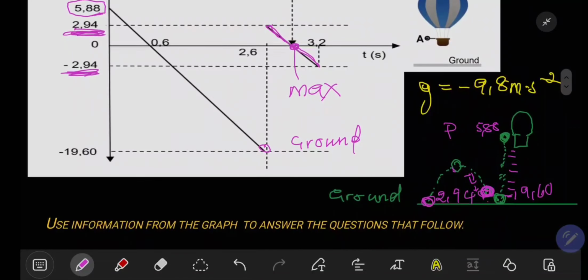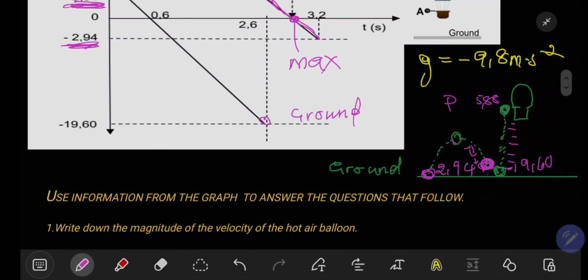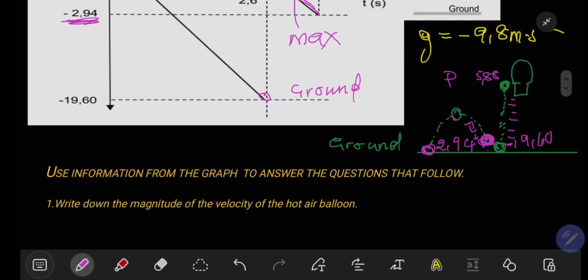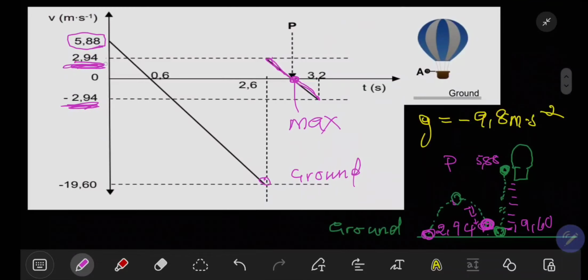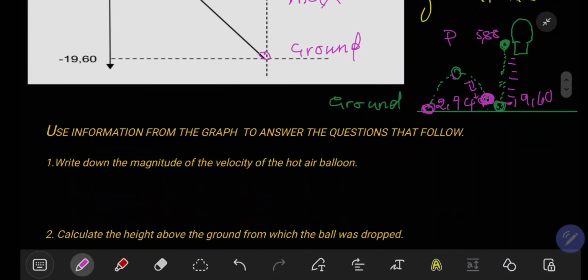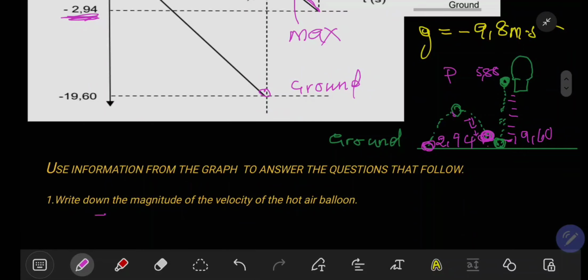So they say to us, use the information on the graph to answer the following questions. First, write down the magnitude of the velocity of the hot air balloon. This is the initial velocity of the whole motion, and we know that it is 5.88 meters per second. So this is the velocity that they are looking for.